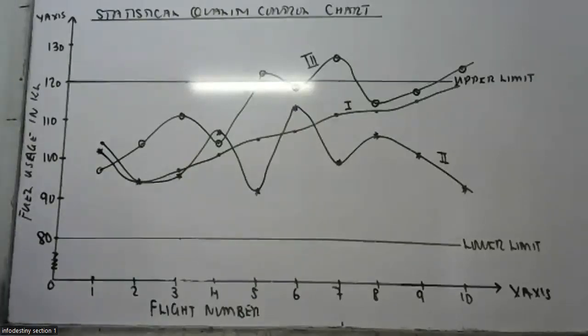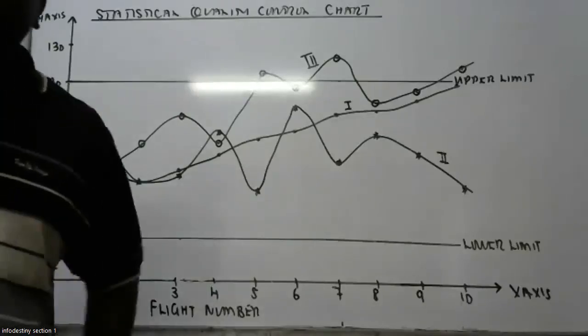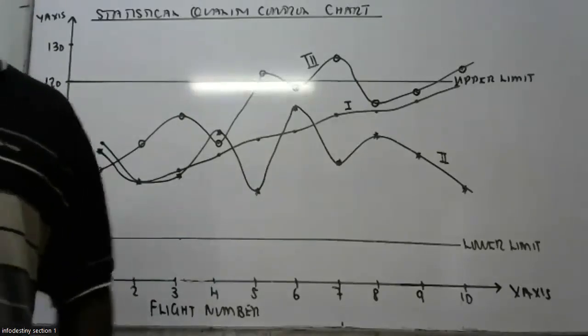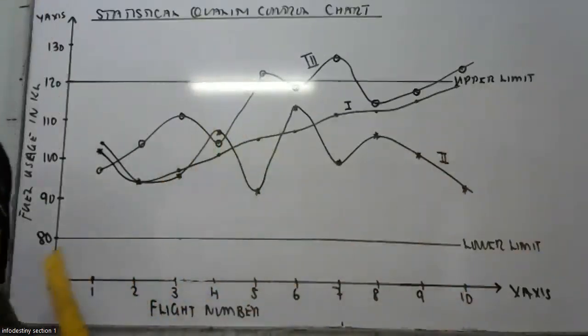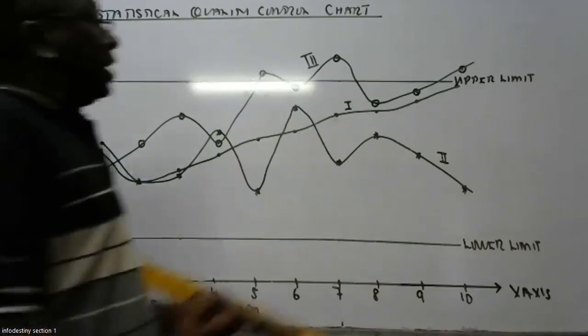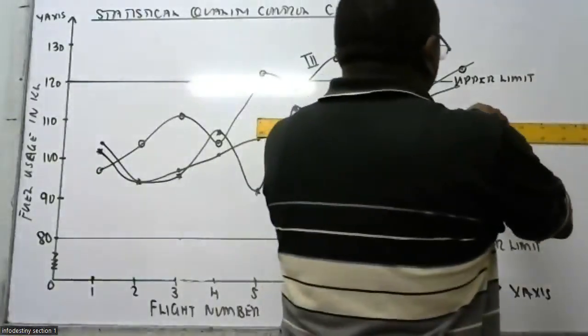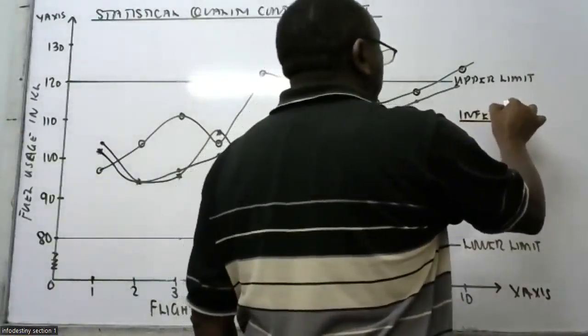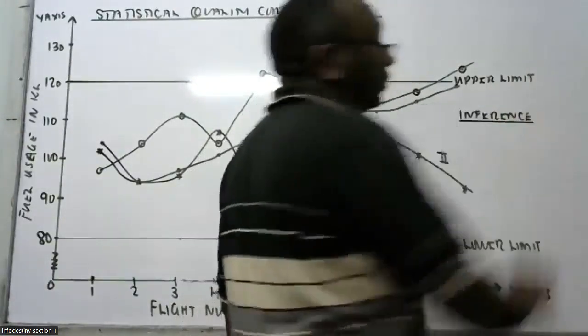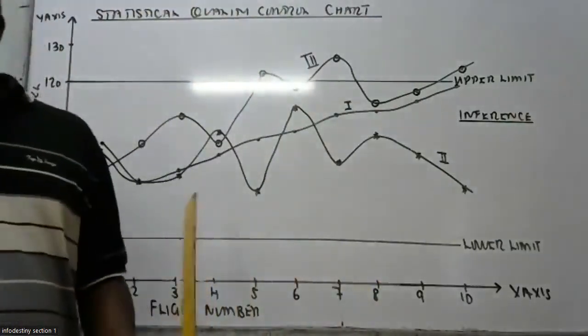Have you finished drawing? Yes. Good. So now we are told to make inferences. Inferences are the conclusions that you can make. So down there, the inference, you will write like this.